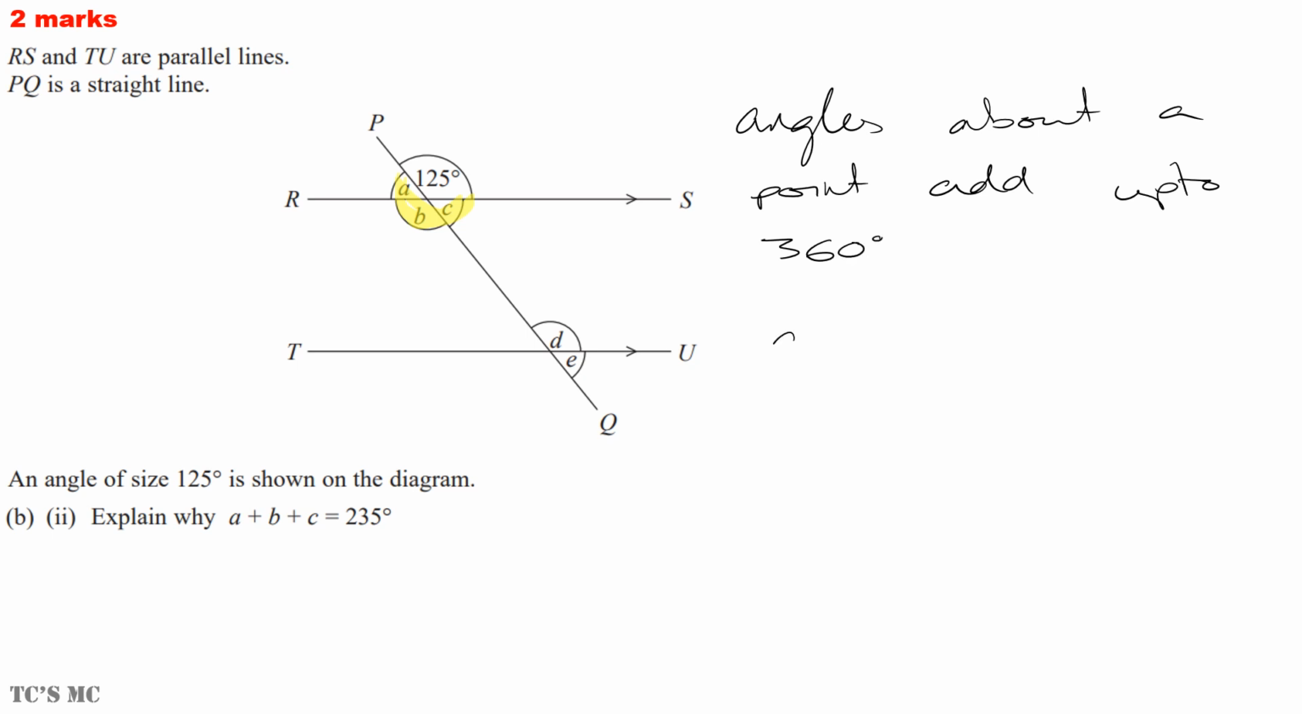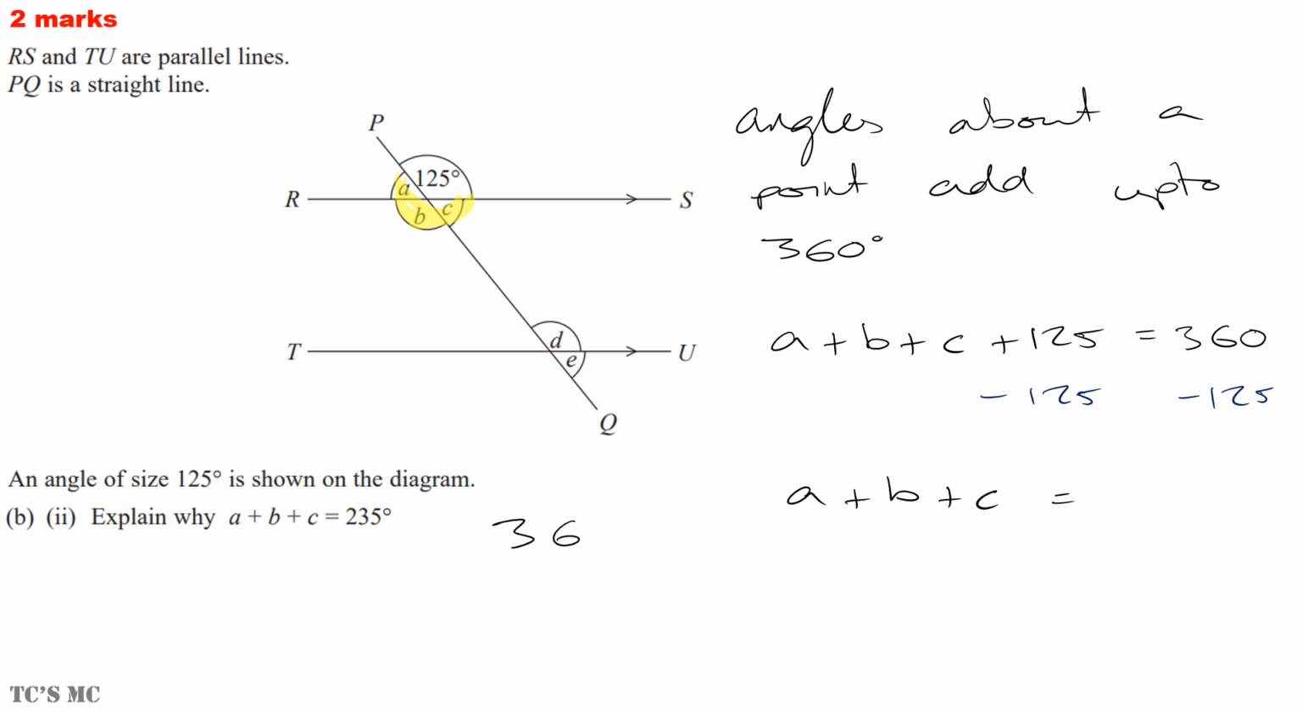And then I'm going to do almost like a bit of algebra. A plus B plus C plus 125 is equal to 360. And then I'm going to subtract 125 from both sides. So we're kind of mini solving the question. And that gets me A plus B plus C. And I need to work this out, and I'm just going to do that on the side because I don't have a calculator. Hopefully, when I work this out, so 5, 1, it should come out as 235. So I've given my reason and then I've given an algebraic kind of explanation.